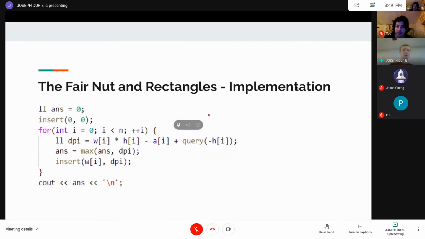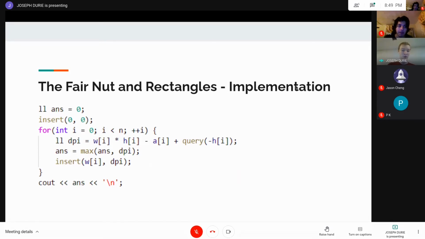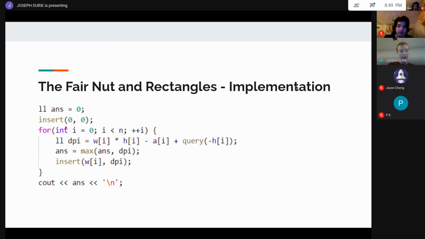Okay, so the way we can do that is insert 0, 0 initially, which is basically inserting the x-axis as a line. And that turns out to handle the edge case where I is the first one you want to take. And then the one thing we have to be careful about here is we have to keep a running max of the DPI, because notice that DPI is the best answer where you take rectangle I, and we don't know which ones we want to take in our best answer.